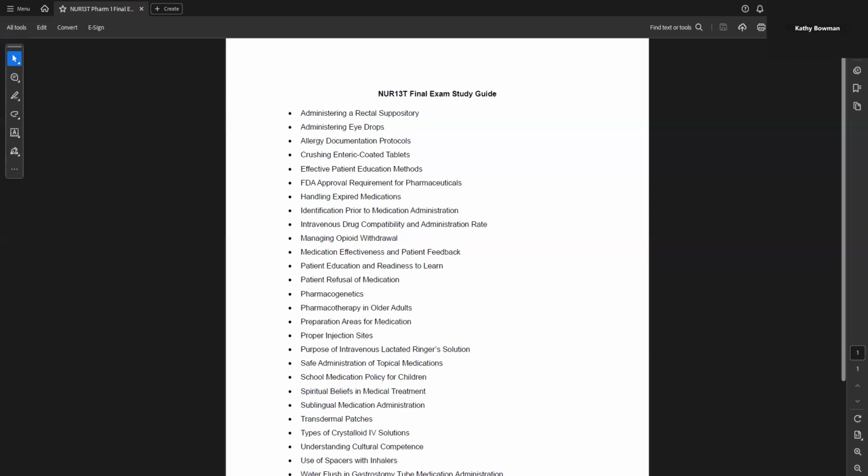Patient education and readiness to learn. I guess there's not much to say about this, but you don't educate a patient when they're not ready to learn, right? First, you have to make sure that they are not sleeping. They are not anxious or fearful. They're in pain. That's a big thing. If they're in pain, forget it. You're educating the patient about meds or their discharge. They're in pain, they're not going to learn anything.